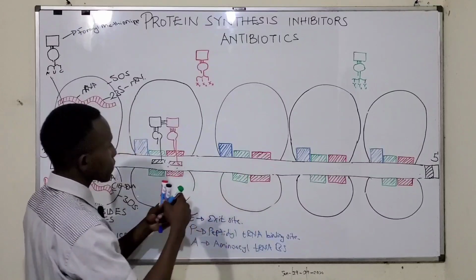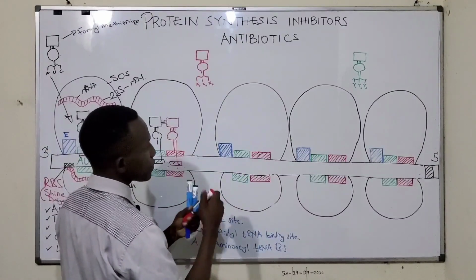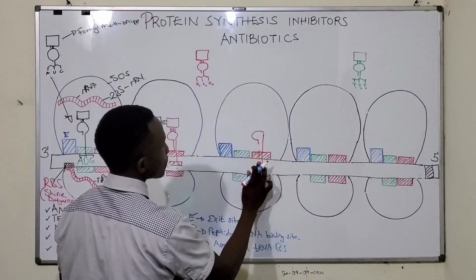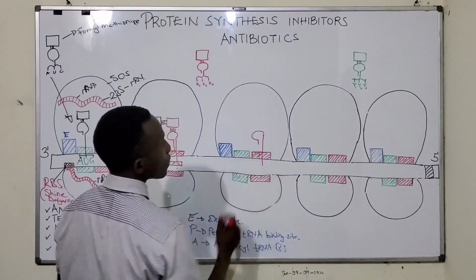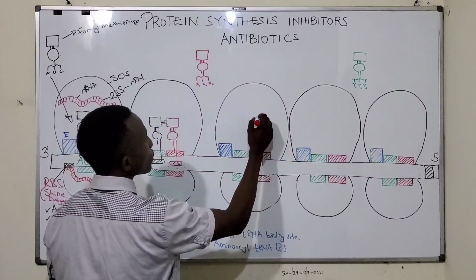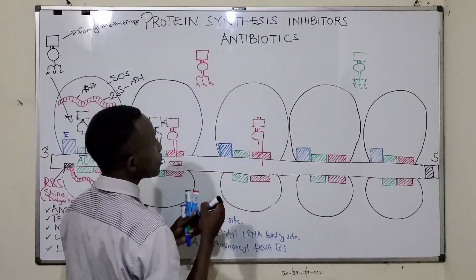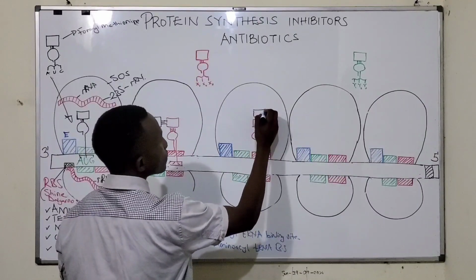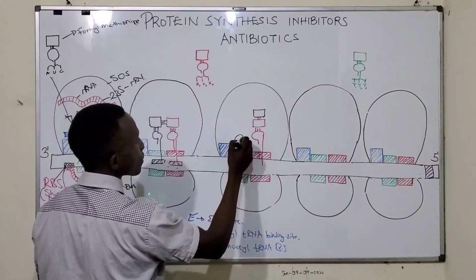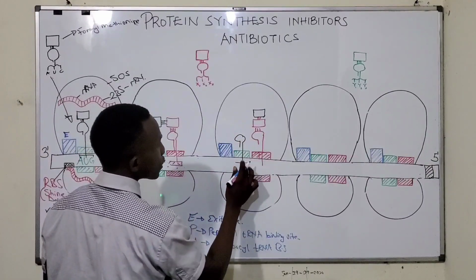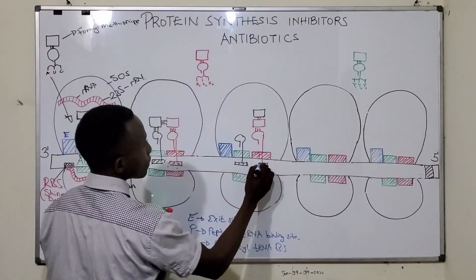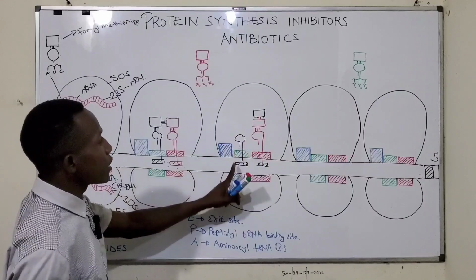Meaning that we shall have this. Then we have the first amino acid, and also the second amino acid. And this transfer RNA is left alone. There's no amino acid here. This one has no amino acid in the P site.